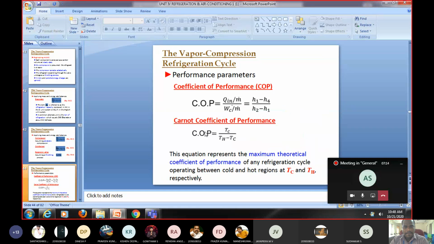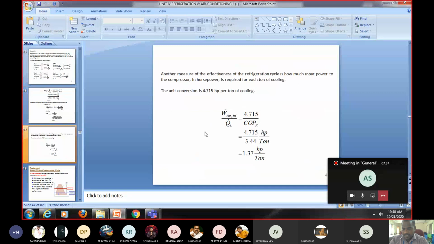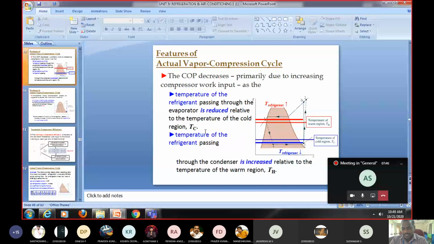Then the importance of VCR COP. COP is output by input. The desired output is Q in, that is the cold temperature, and the input is TH minus TC. Then we solved this problem with the use of our property tables and charts for refrigerants. Then the features of actual vapor compression cycles were also stated.